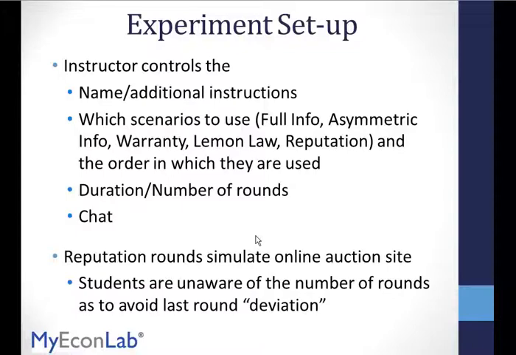Now, unlike the other scenarios, students are unaware of the number of rounds in the reputation game, because clearly what we know is that in the last round everybody would deviate. Sellers would advertise a high quality but sell a low quality good. And if you know the last round, you're going to deviate, then everybody's going to try to deviate the round before. Essentially, this would backward induct and unravel to the point where we'd see deviation right away. So in order to avoid this sort of problem, students are unaware of the number of rounds in the reputation game. Let's go take a look now at the setup screen.